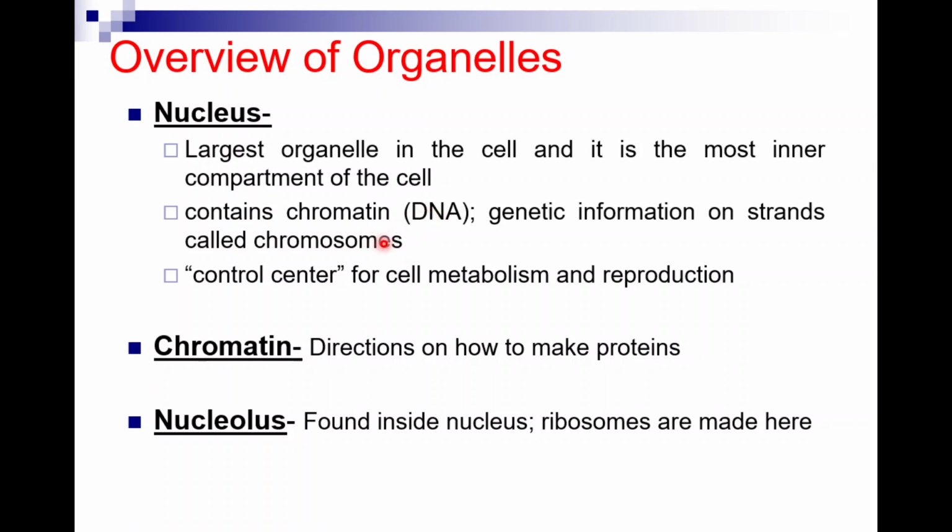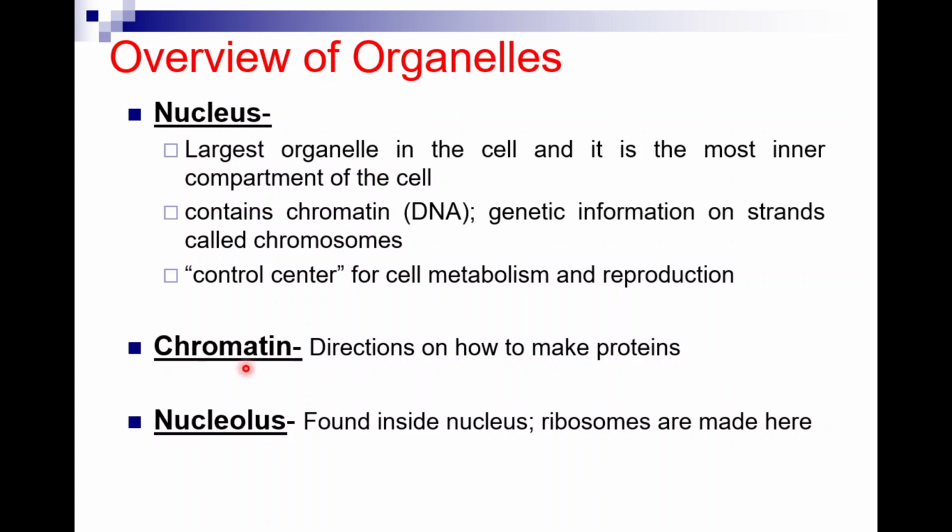The chromosomes are formed here. The next point is the control center. It is the control center of the cell. That means the nucleus is the control unit of the cell for cell metabolism and reproduction. These all important functions are performed by the nucleus of the cell, which is present in the central part of the cell cytoplasm, and it is the largest organelle of the cell.